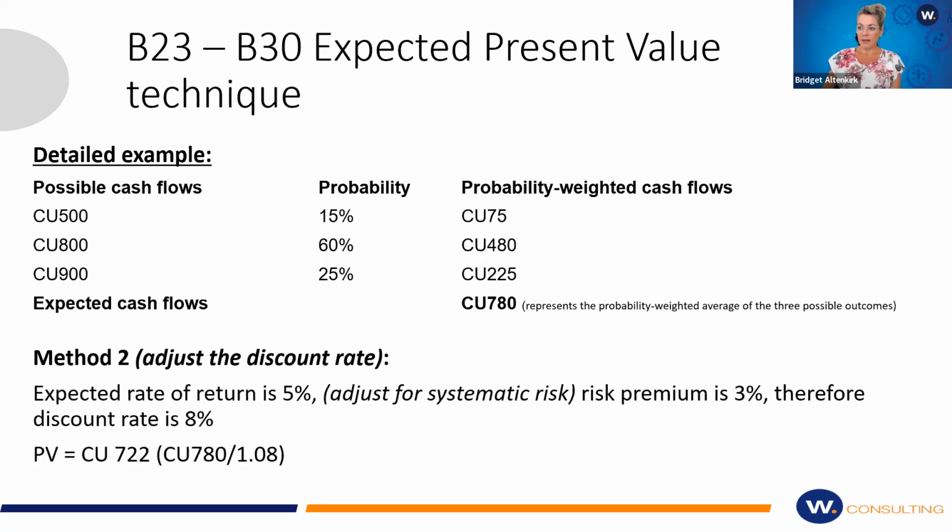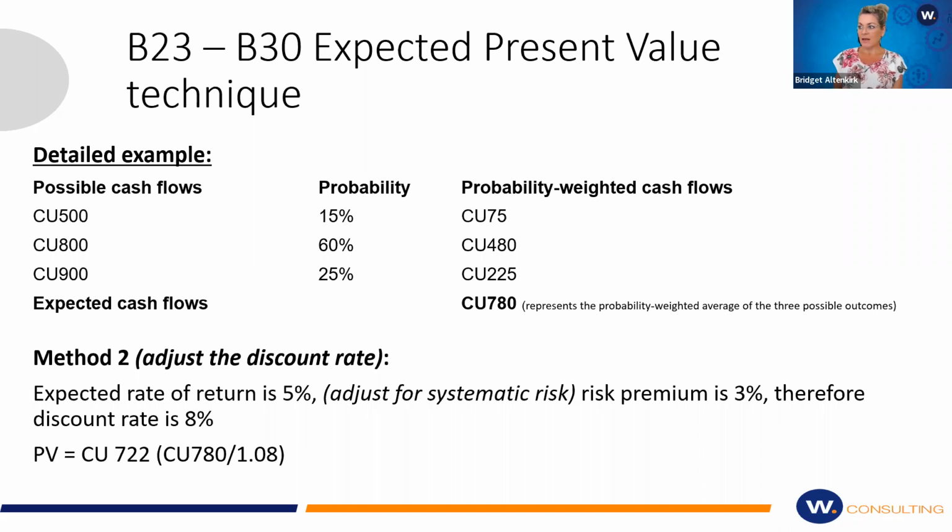If they applied method 2, this is where they don't make any adjustments to the cash flows, but rather they need to go and make certain adjustments to the discount rate. So we were told that the risk-free rate was 5%, but that there's a risk premium that would be taken into account by market participants, which is 3%. So that means that the entity would use a discount rate of 8%. Present value over 1 year, that gets you to an answer of 722.